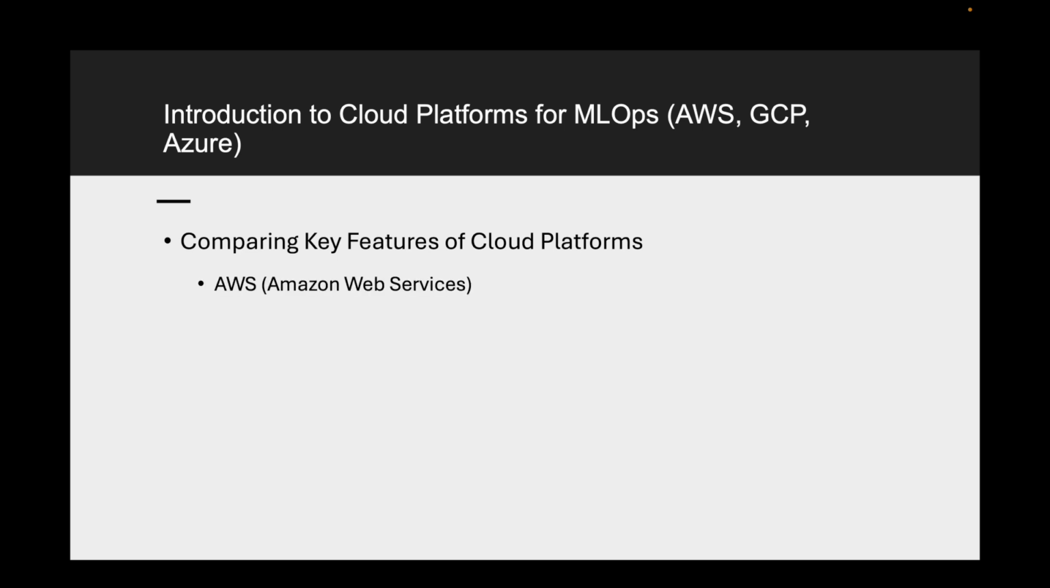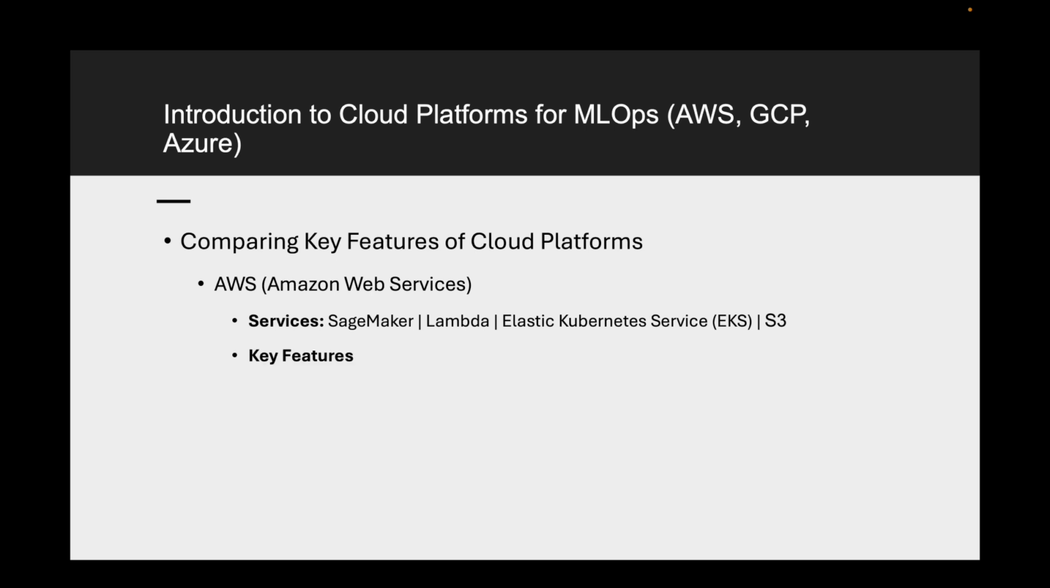And the first one is AWS, which is Amazon Web Services. Now, the services that are available with AWS include SageMaker, which is an end-to-end service for building, training, and deploying ML models. We have Lambda, which is serverless compute for deploying lightweight ML models. And then we have Elastic Kubernetes Service, which is EKS, which is managed Kubernetes for orchestration. And we also have S3, which is storage for data and models.